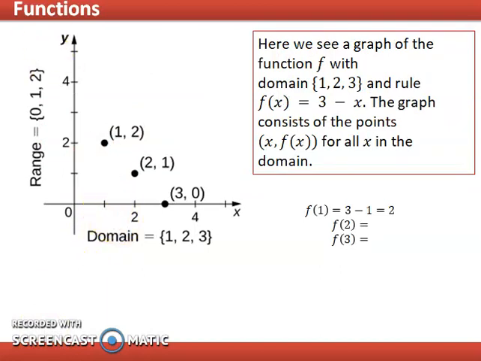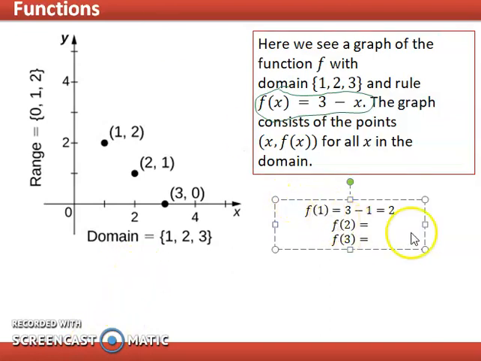Here we have a given rule. The rule of the function is 3 minus x. So you subtract your input from 3, and that will be the output. That's the rule, and our domain is just 1, 2, and 3. We will evaluate what the outputs are. So for the input 1, that is f of 1. We replace every x here with 1. So f of 1 is equal to 3 minus 1, or just 2.